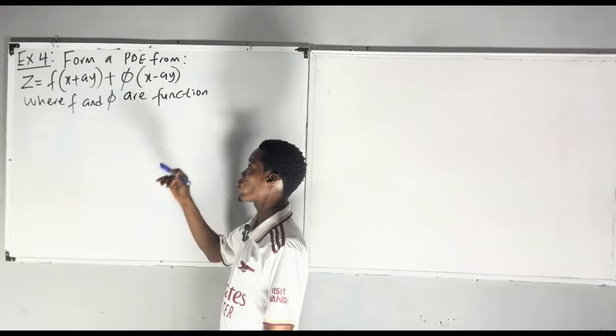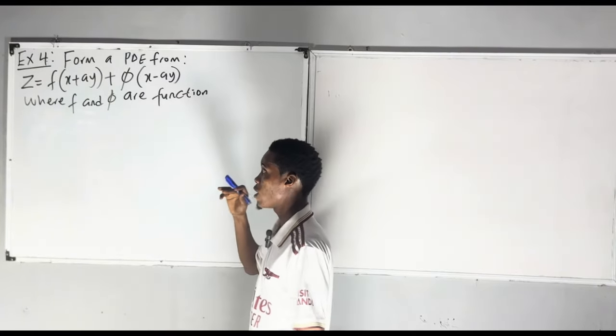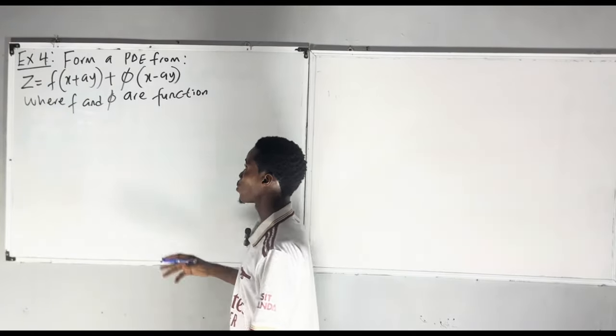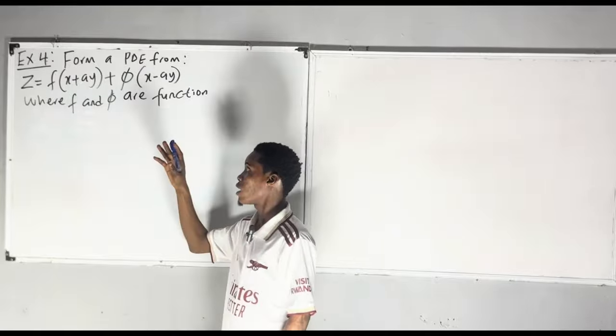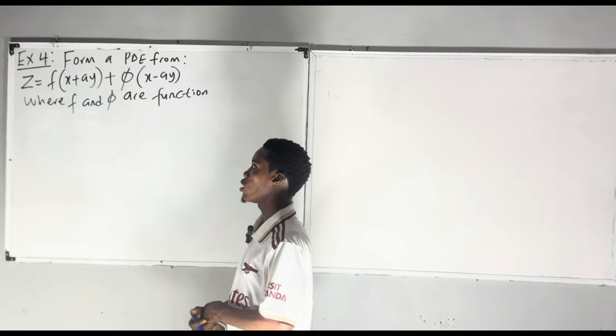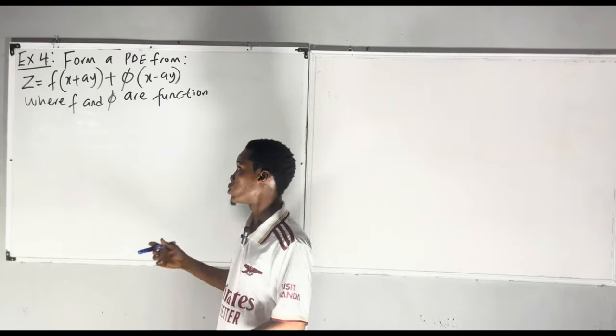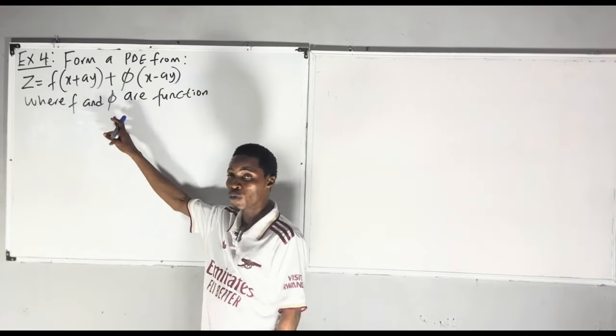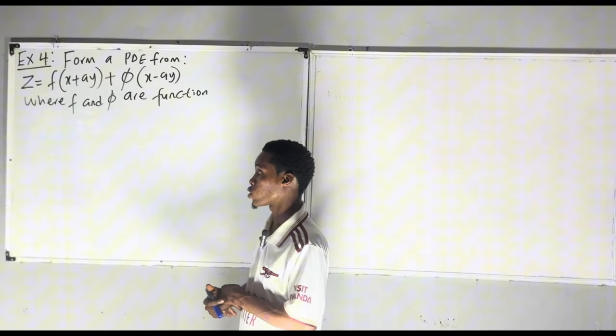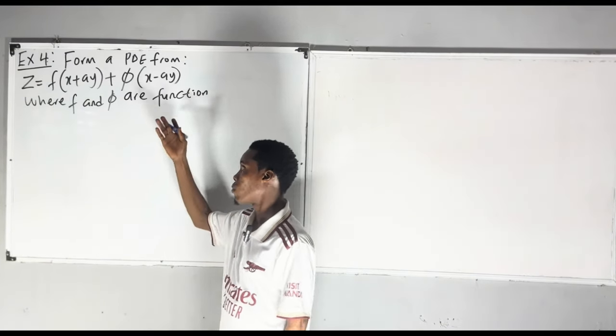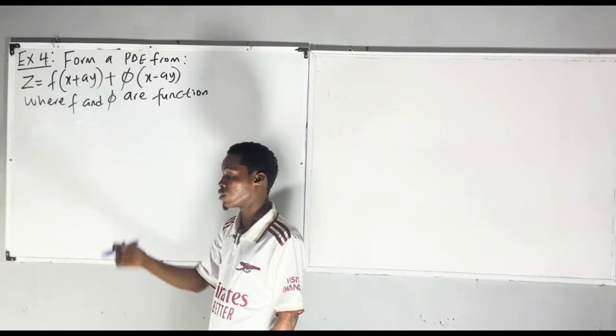The question says we should form a PDE from z is equal to f of x plus ay plus phi of x minus ay, where f and phi are functions. It means we want to eliminate the arbitrary functions f and phi in this given relation. How are we going to form a PDE? By eliminating the arbitrary function in this given relation.